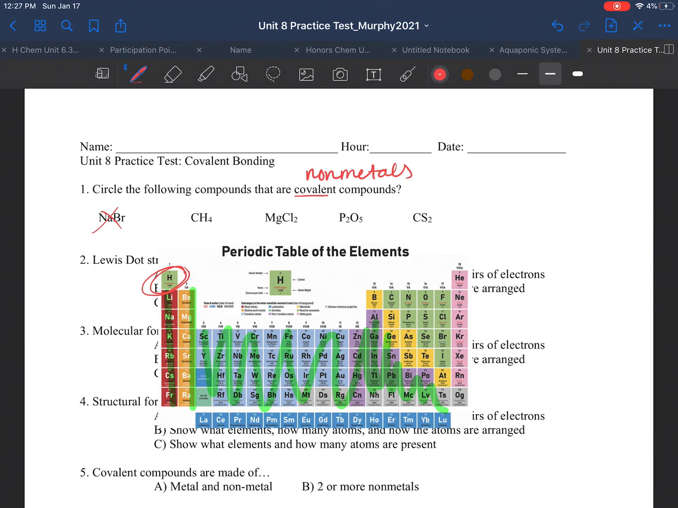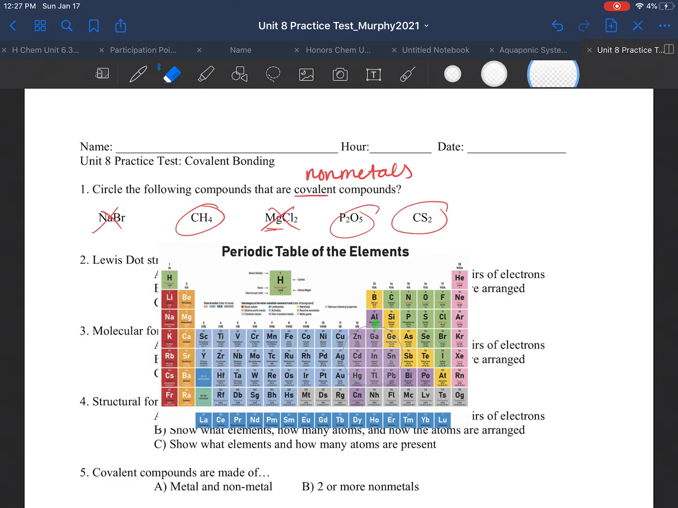When we have carbon and hydrogen, both of those are nonmetals, so that will work. Magnesium lives in the second group, which is a metal, so that cannot work. Phosphorus and oxygen both live on the right side of the table, so that could form a covalent compound. And carbon and sulfur also are nonmetals. So the three compounds you should have are CH4, P2O5, and CS2. I'm going to get rid of this table here so we can move on.